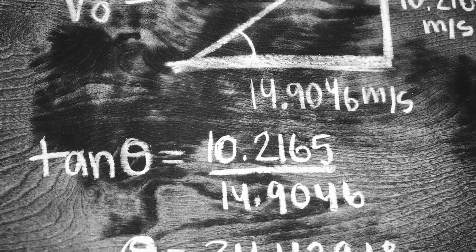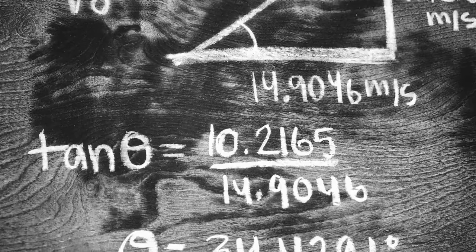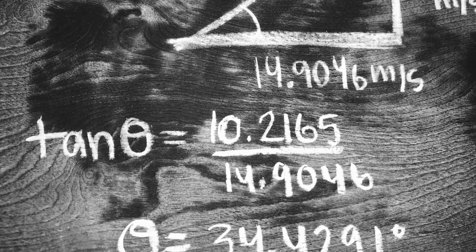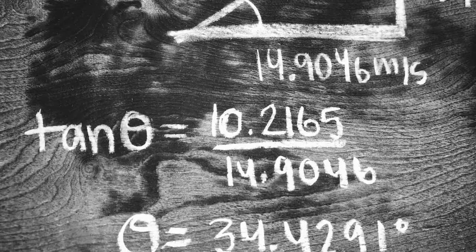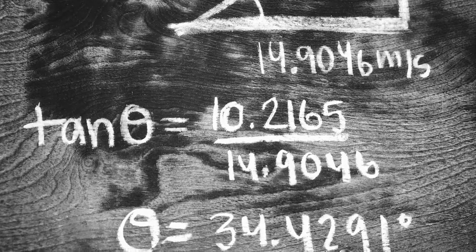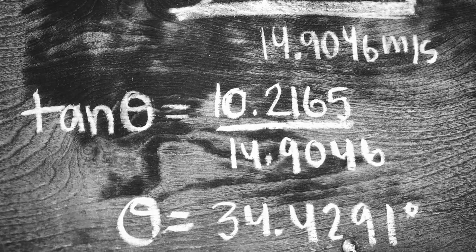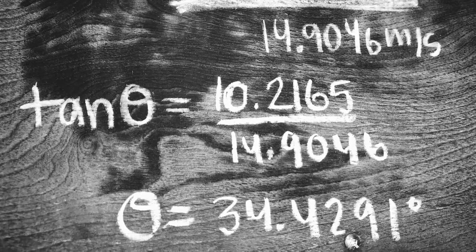By using the formula tangent theta equals the opposite side over the adjacent side and plugging in our variables, we can take the inverse tangent of 10.2165 over 14.9046 and find that the angle the ball was initially thrown at is 34.4291 degrees.